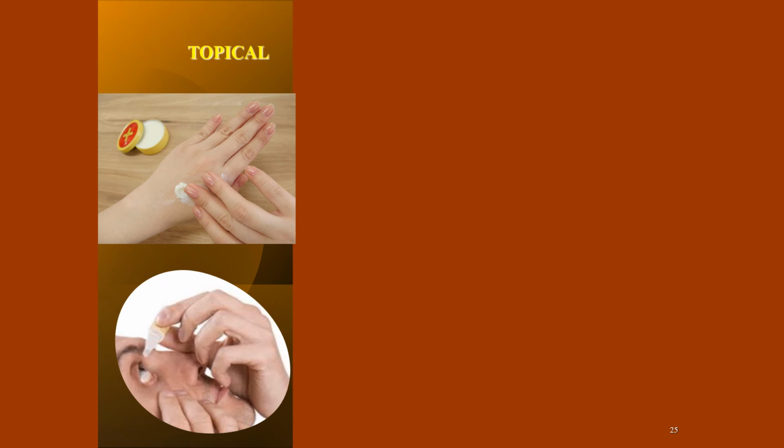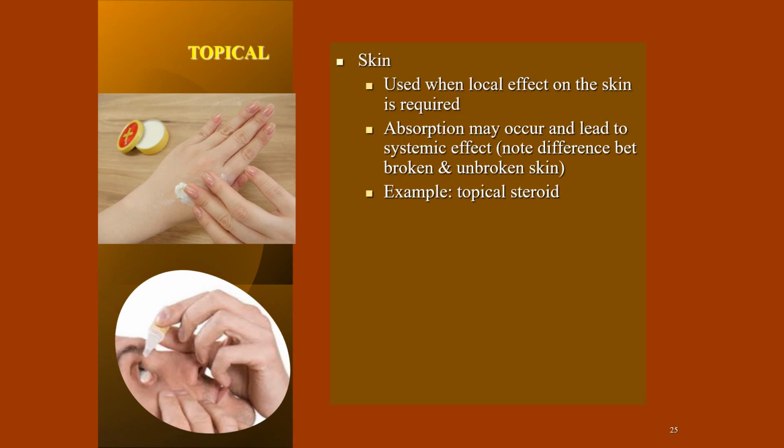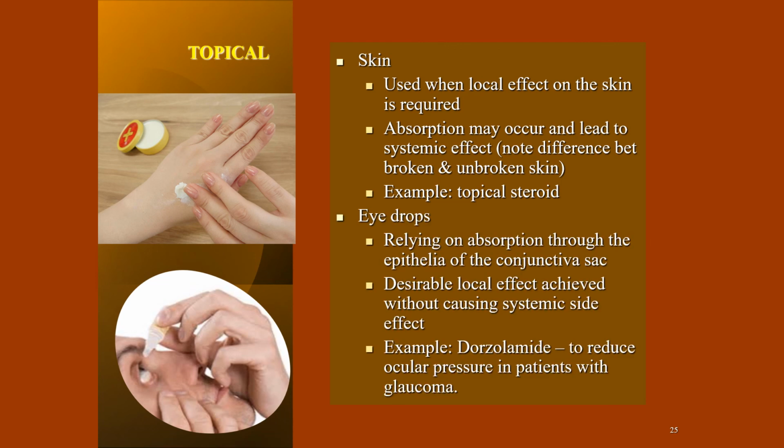Topical. So one of the example of topical is the skin preparation. We use it to get the local effect on the skin, right? But we can have systemic effect if there is a lesion on the skin, right? For example, topical steroid. All right. For the eye drops, when we give the drugs, it can be absorbed through the epithelial or the conjunctiva cells, right? So normally for eye drop, there will be no systemic side effect. All right, it's just the local effects. Example of drug is doxorubicin, right?